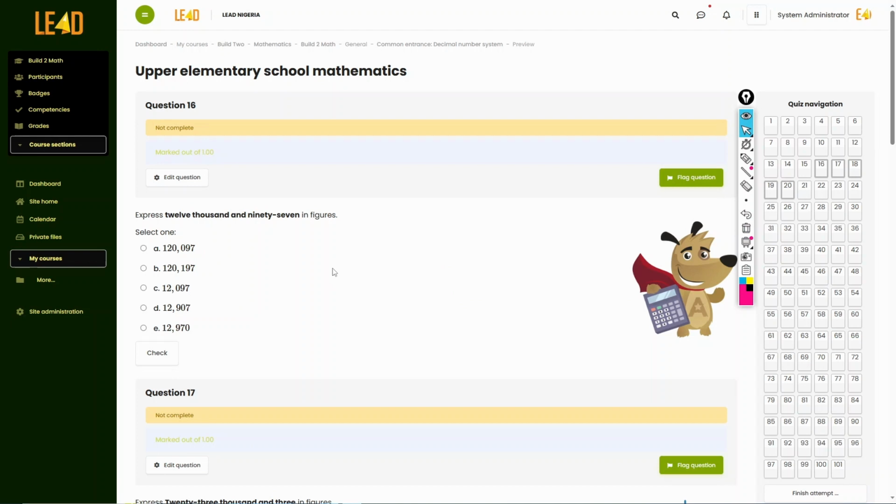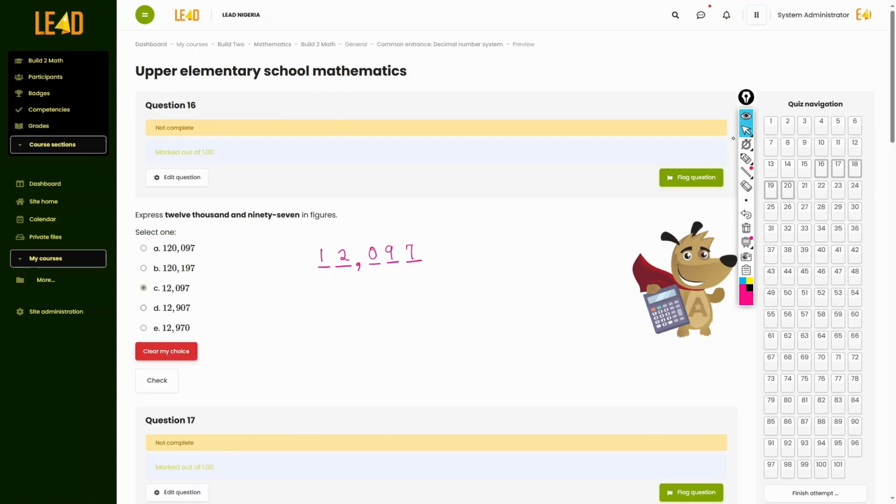Question 16. Express 12,097 in figures. So in the thousand space, I just write 12. And then after the thousand space, I need to write 97, so that would be 097. 12,097. Yes, and that is option C, 12,097.